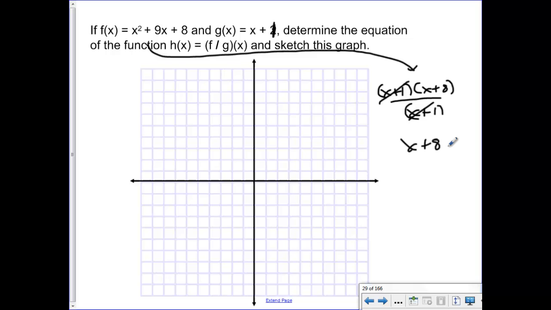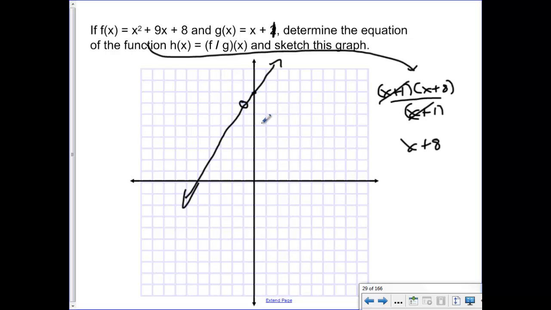So here's my graph, x plus 8, so it'd be up here. Let's say I drew that nicely. Would that be drawn correctly though? No. Convention is you have to very distinctly draw the hole in the graph. So the hole is at, again, negative 1.